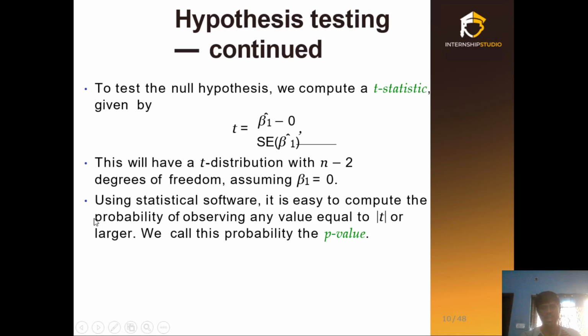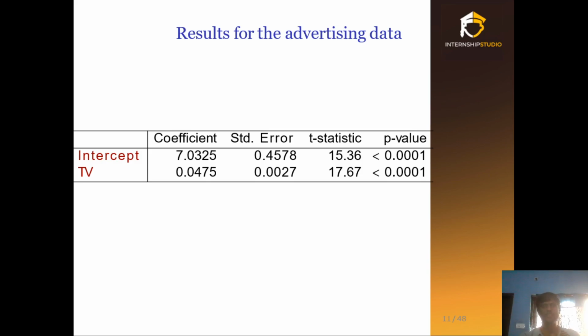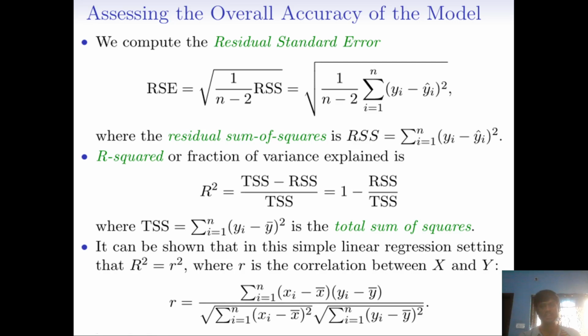As we were discussing previously regarding the t statistic and the t distribution, using statistical software it is easy to compute the probability of observing any value equal to t or larger. We call this probability the p value. With respect to the p value, we are trying to interpret. Generally we have discussed that the basic p value threshold is 0.05, but here we have taken the threshold of 0.0001 as the p value, and the t statistic is also calculated here with respect to the coefficient and the standard errors.